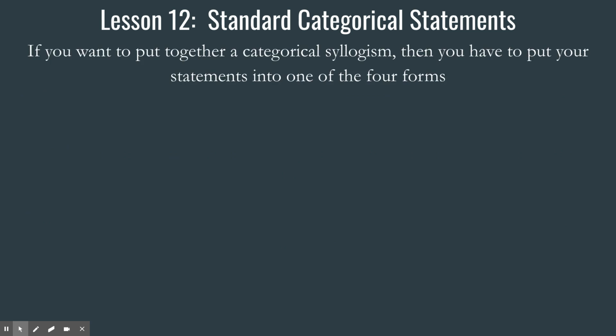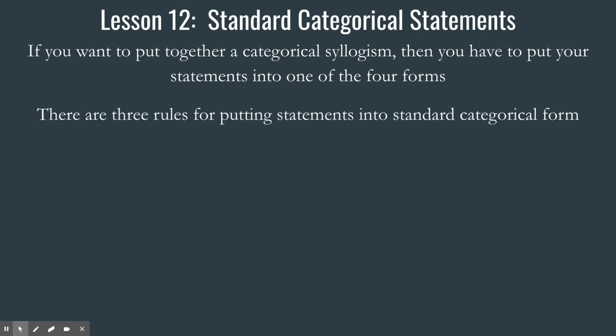All right, so if you want to put together a categorical syllogism, which is where we're going, then you've got to end up with your statement in one of these four forms. And so there's three rules for putting statements into standard categorical form, and they are as follows. One, your statement must begin with all, no, or some. If you're doing categorical statements and your first word is not all, no, or some, you've already done it wrong.